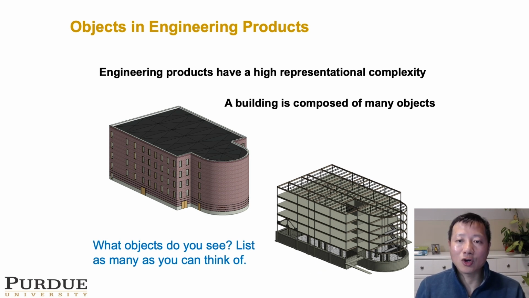Now let's look at these two buildings. They are the same building, but one displays the building envelope, while the other one shows all the structural elements. Now let's take a look at these and tell me how many objects do you see and what are they?